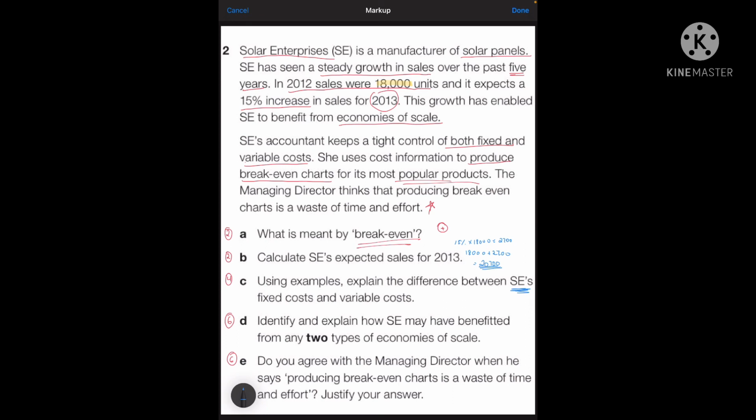Then question E, do you agree with the managing director when he says producing break-even charts is a waste of time and effort? So for this question, what you can do is you can write what is a break-even chart, and then you have to mention the advantage and disadvantage. For example, advantage could be the information provided by a break-even chart is understood by the management more easily than the profit and loss account. Or you could also say that it is more useful for studying the relationship of the cost, volume, and profit. You can write any, and the same for disadvantages.